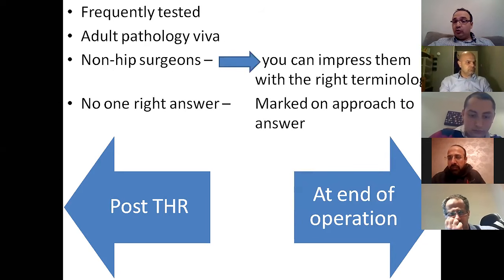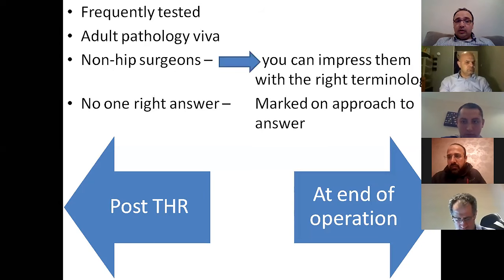It could come in two different scenarios. The examiner can ask you about a dislocated total hip replacement, which is the most commonly asked one, or they can tell you, you are doing a hip replacement, and at the end of the procedure you find the hip is unstable. What will you do then? So one of these two scenarios can come in.